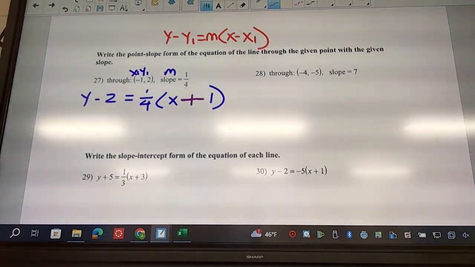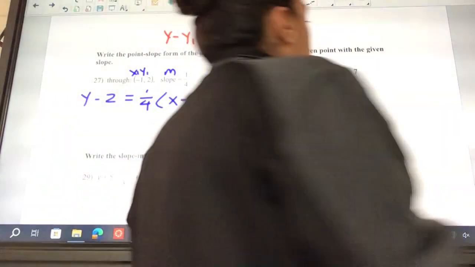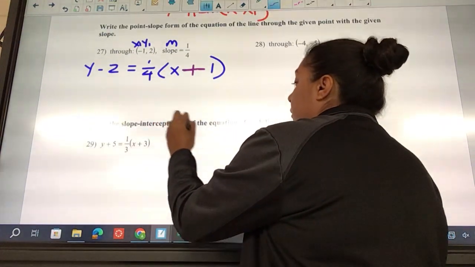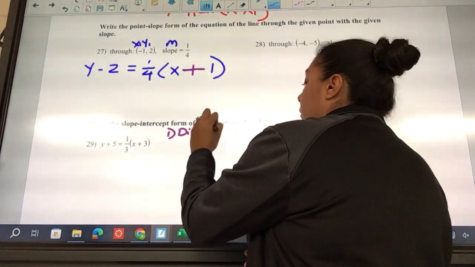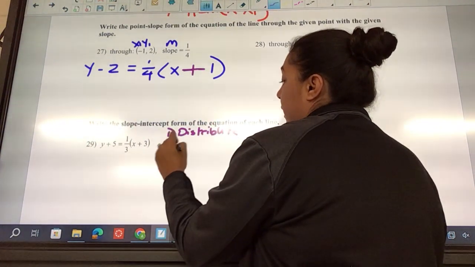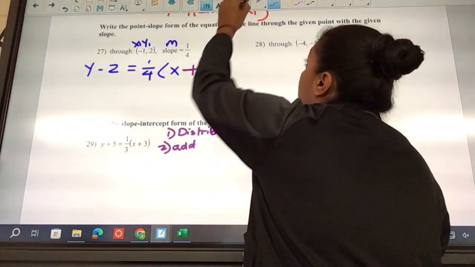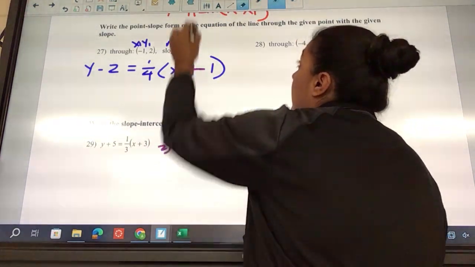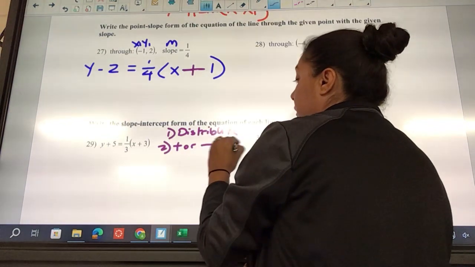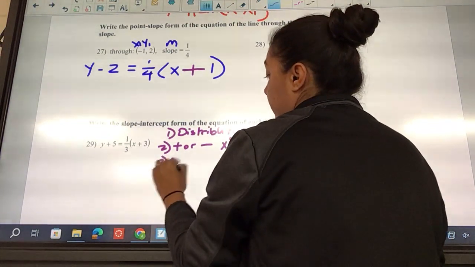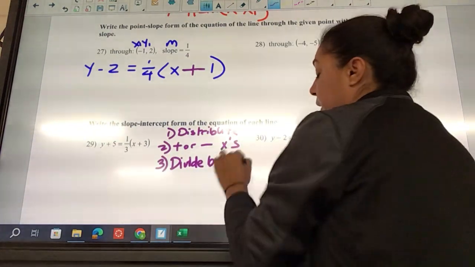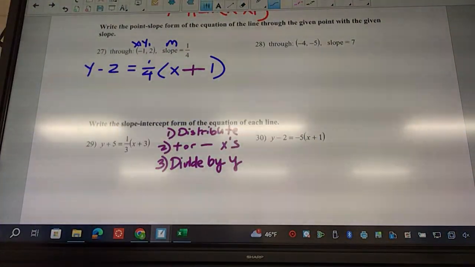Okay, write the slope-intercept form. Your first step is going to be to distribute. Your second step is going to be to add or subtract the x's, and then divide by the y, the number next to the y in this case.